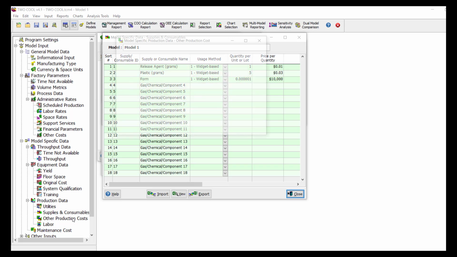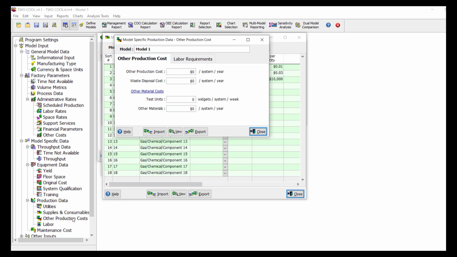The last form under production data includes other production costs. The only item we need to update is the test units. If you remember the data from factory parameters, time not available, the data said 7 tests per week. In this case, the test unit can only be used once, so we will enter 7 for the test units per week.